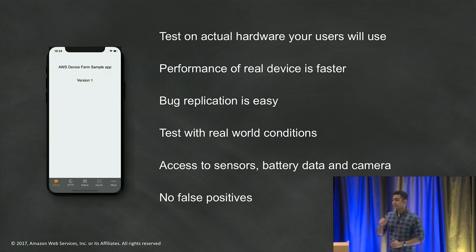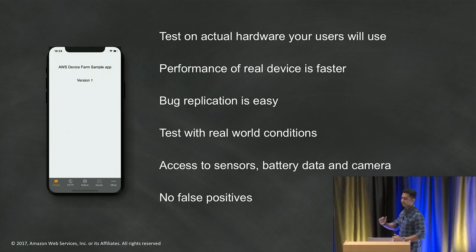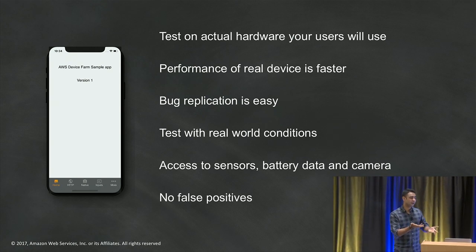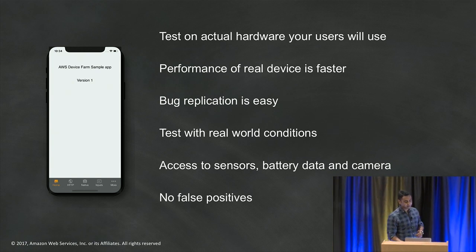You can imagine, oh, this bug only happens when I unlock my device and open with Touch ID, and there it's frozen. It doesn't happen. Like, how do I emulate Touch ID on an emulator, right? So bug replication is another one.